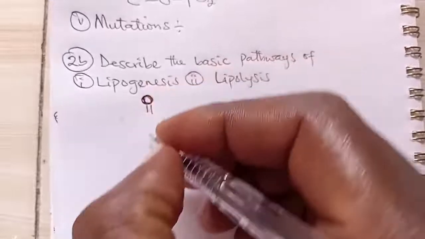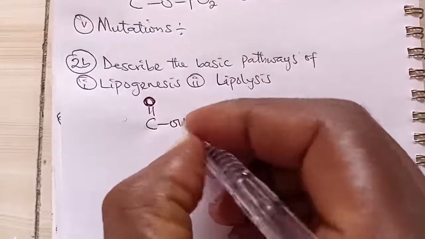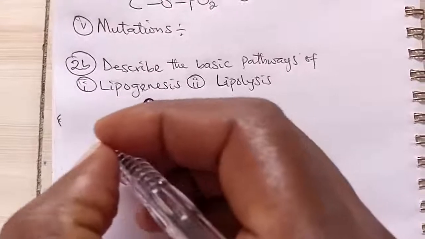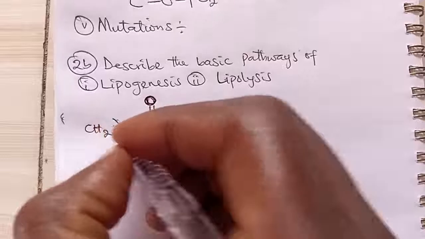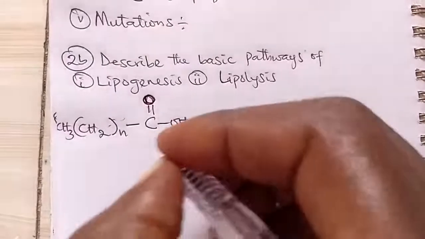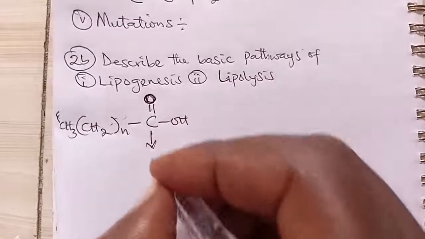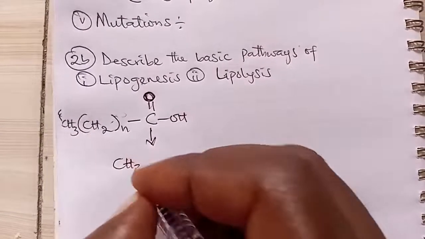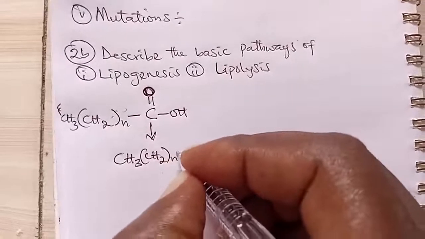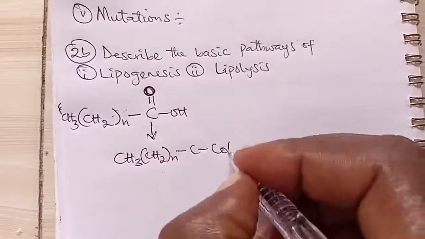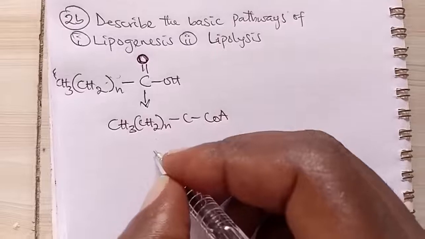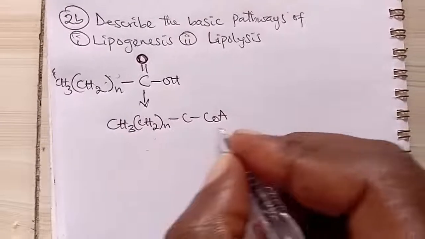O double bond C OH. Here we'll have CH2 and then CH3. Okay, it has entered. Then we have an arrow. Here we have CH3, CH2, and then C, then we have CoA. Then that is the activated fatty acid, the acyl-CoA.